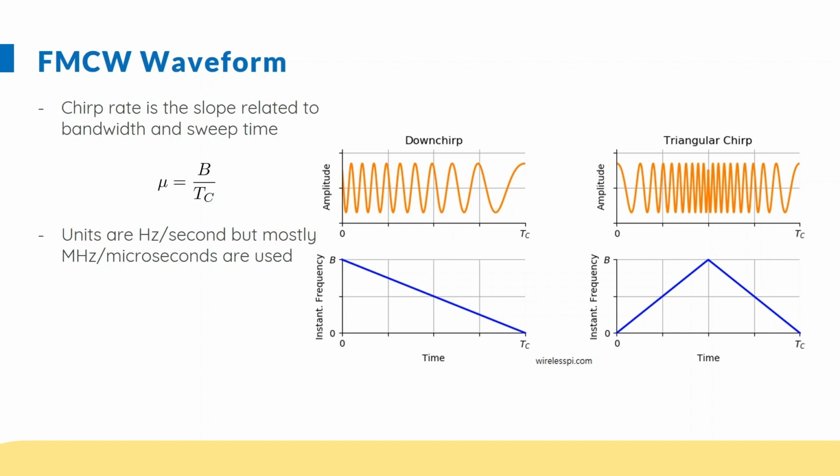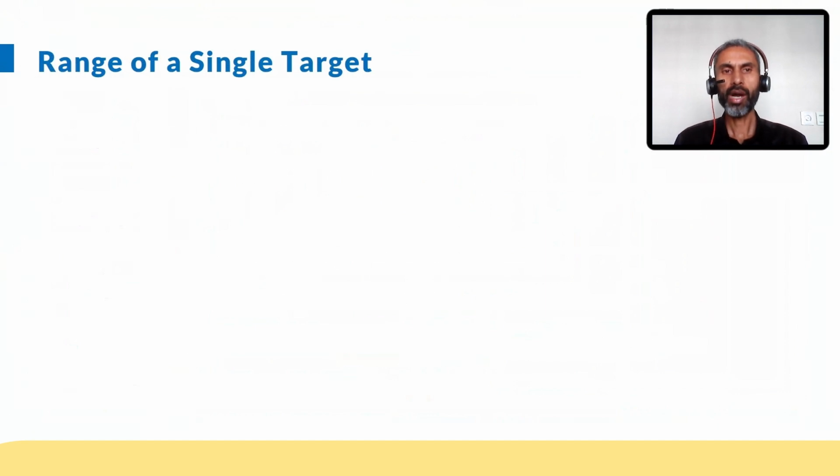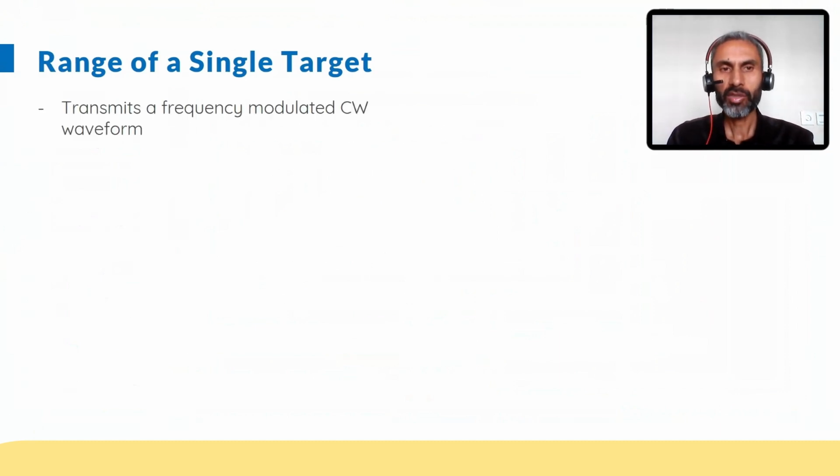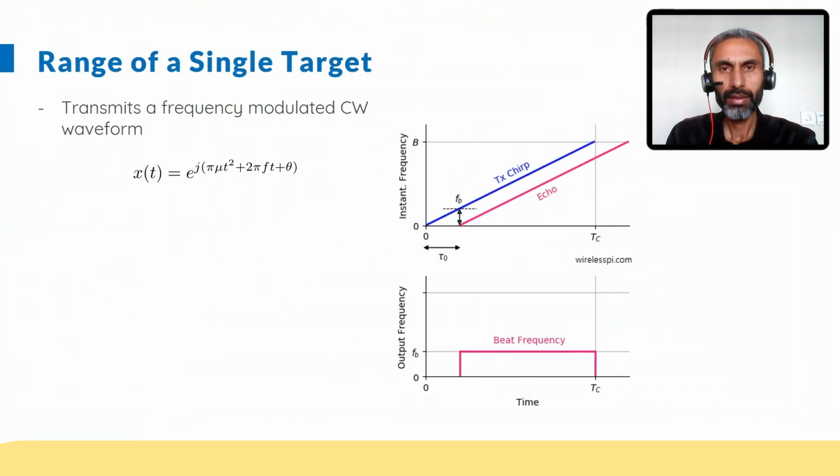Now we are ready to jump into how to find the range of a single target using an FMCW radar, which is a very interesting topic. So the radar transmits a frequency modulated continuous wave, which we saw is given by e raised power j pi mu t square plus 2 pi ft plus theta. The return echo is obviously shifted in time if we plot this on the same graph.